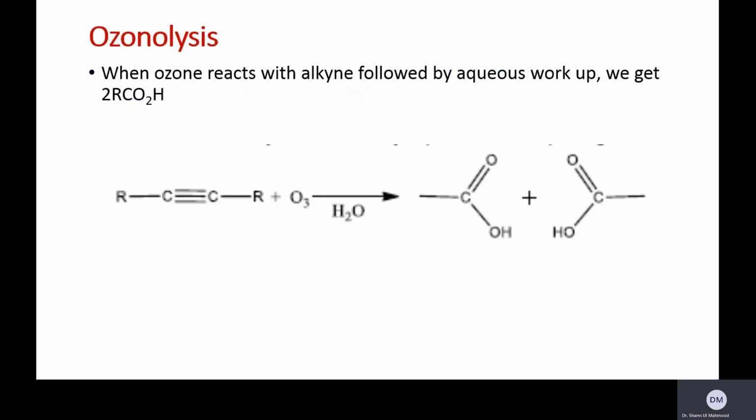The last reaction is the ozonolysis. For the alkene, we know that on reaction of alkene with ozone, we get the carbonyl compounds. Same is the case with the reaction of alkyne with ozone: the carbon-carbon triple bond breaks and we get the carboxylic acids. So we get two molecules of the carboxylic acid. Previously for the alkene, we got the aldehyde or ketone, but in case of alkyne, we get the carboxylic acid.